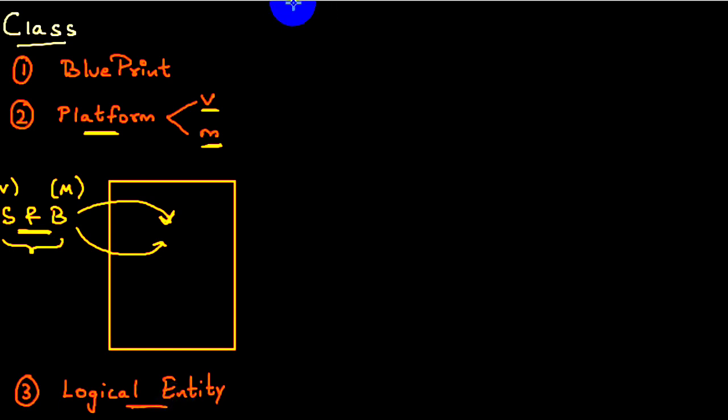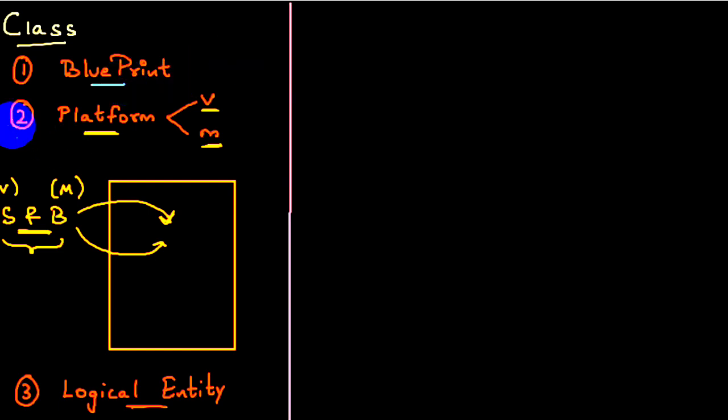Let me repeat this entire process for better understanding. We kick-started the session with class. Class is a blueprint of an object. In simple terms, class is going to indicate how the object is going to look like. When I say blueprint of a house, it tells how the house is going to look like. Similarly, class is the blueprint of an object.